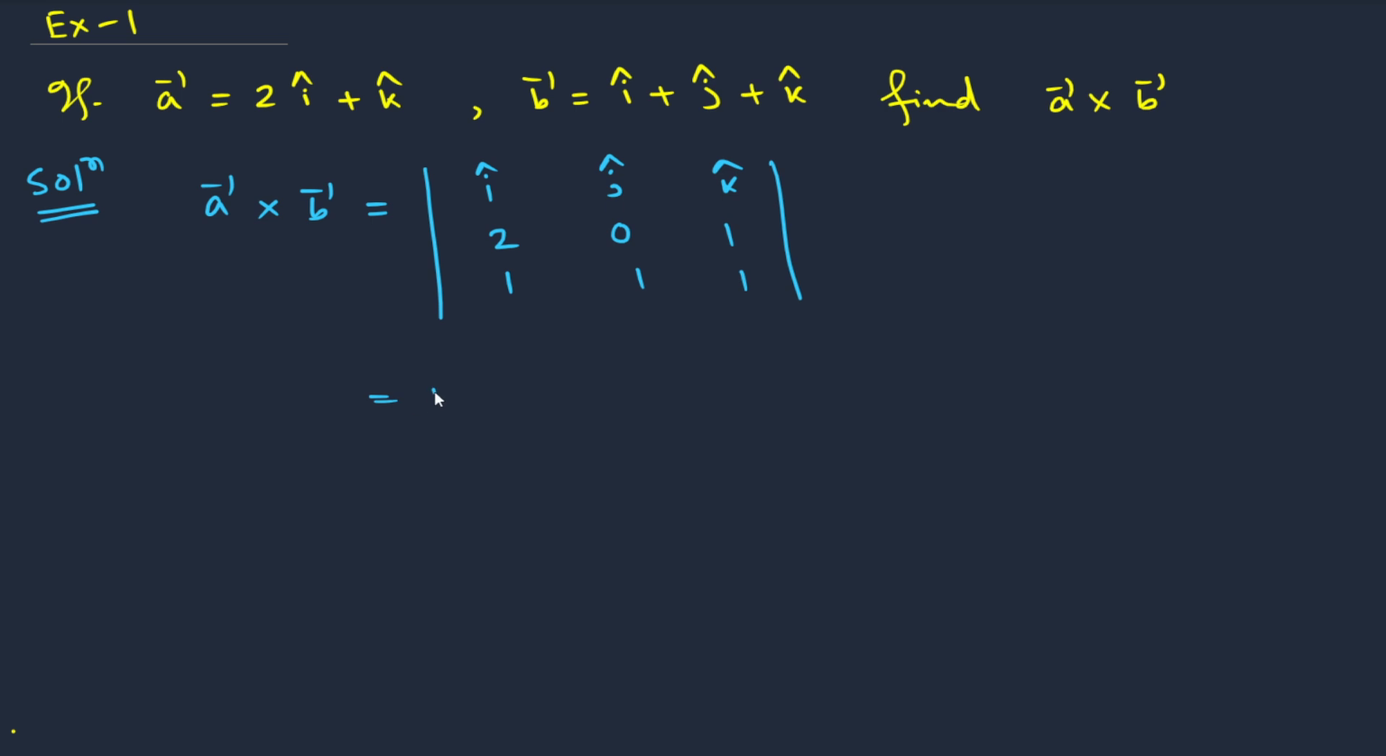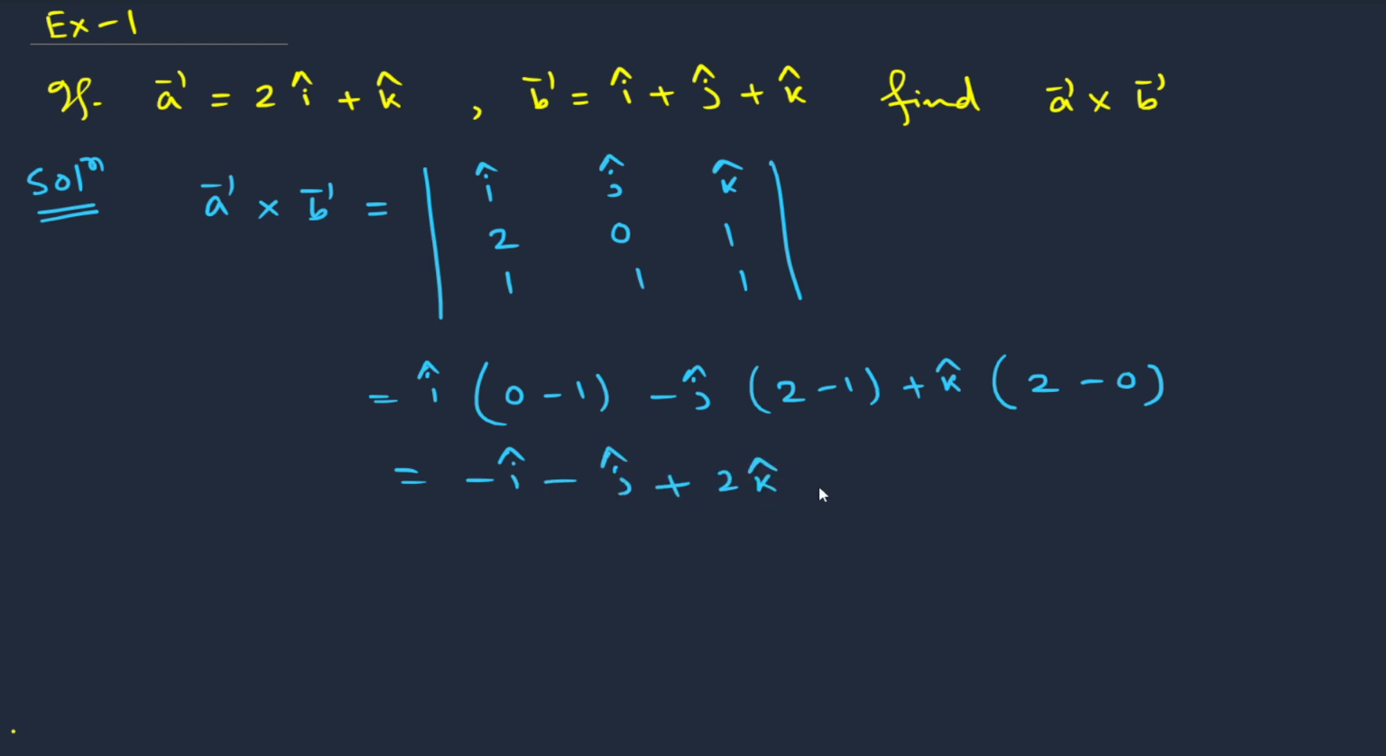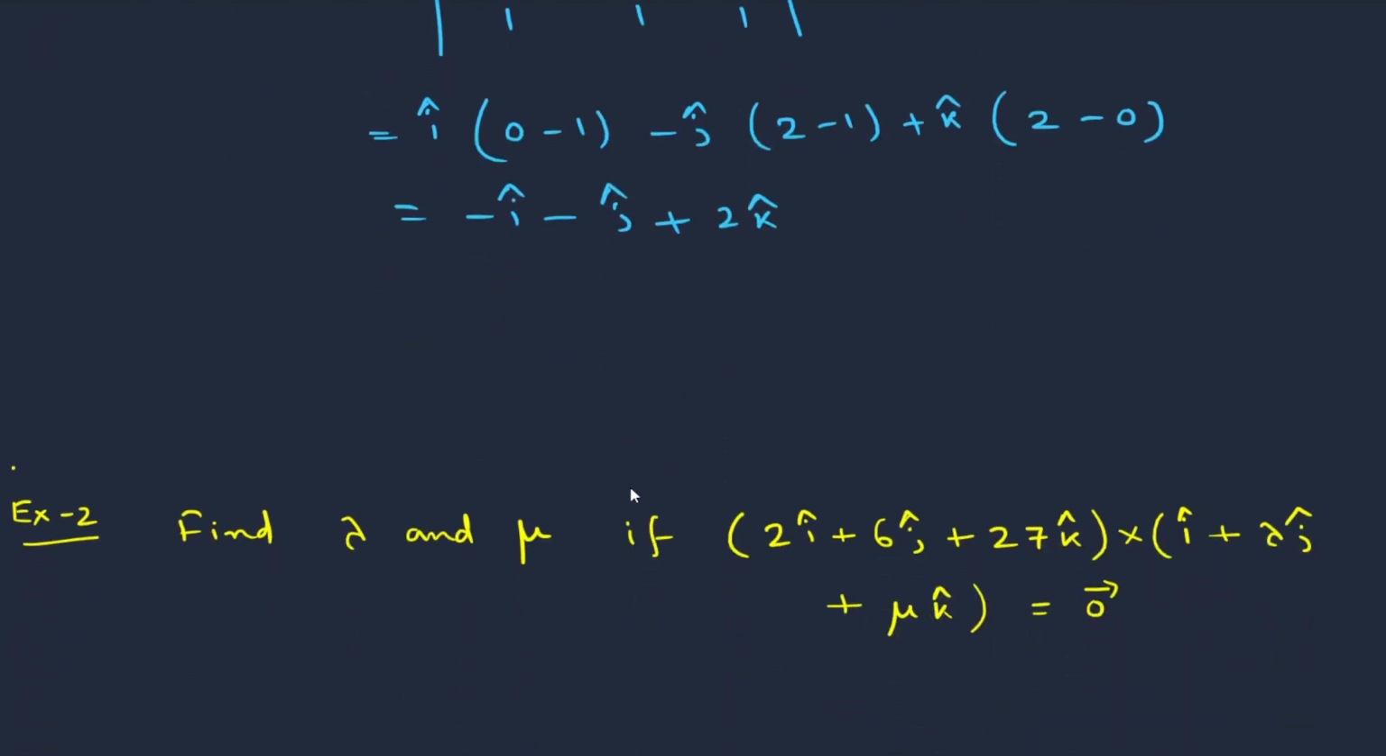Now how will we expand this? i cap into, I think you still remember, this row, this column have to vanish, 0 minus 1, then minus j cap, now this row, this column vanish, 2 minus 1, and finally k cap into what? This row, this column vanish, 2 minus 0. So if you calculate it, you will get minus i cap, then minus j cap, plus how much? 2 k cap. So it's very simple.